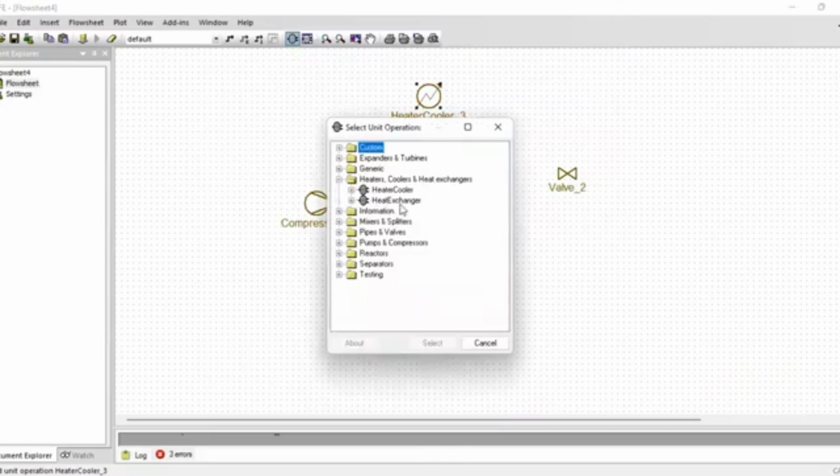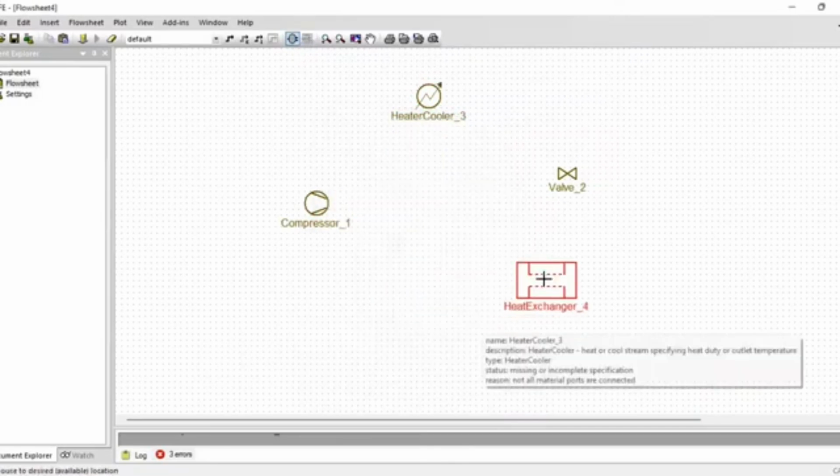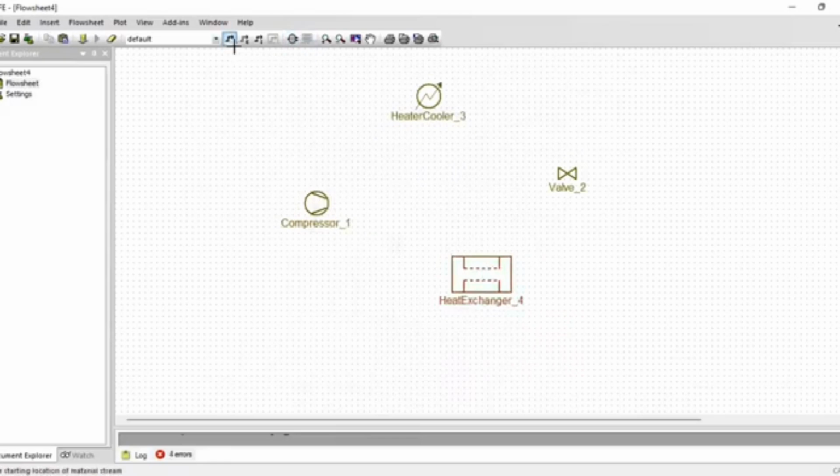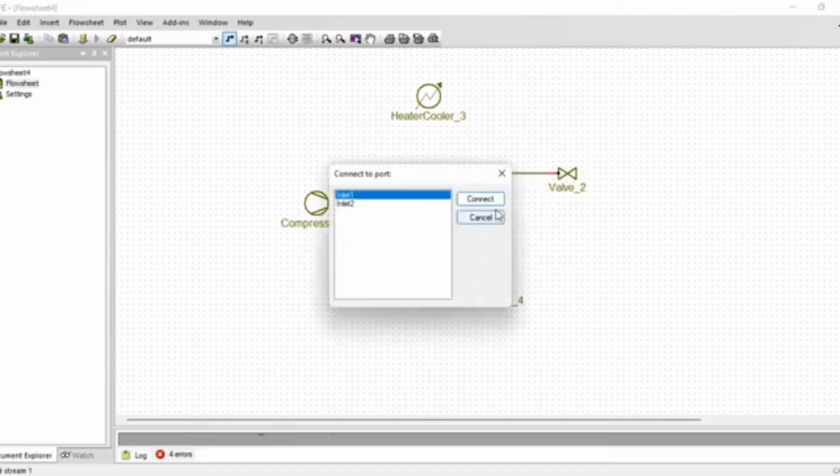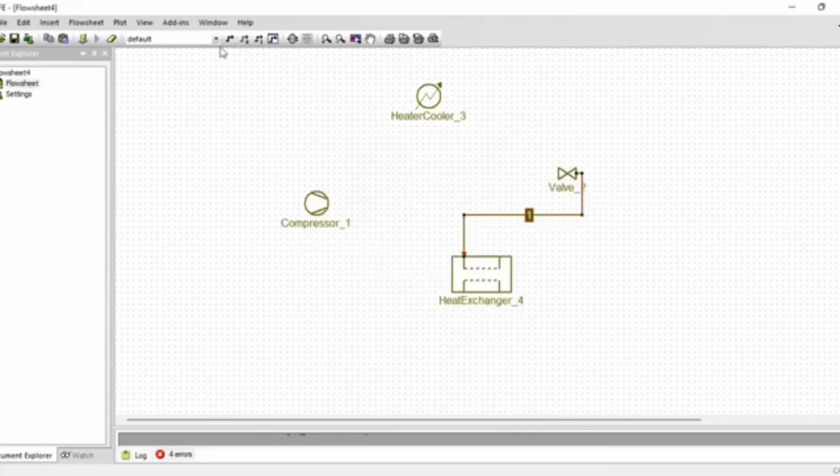Since heat will be exchanged, we will be cooling water from 12 degrees to 0 degrees, so I'll choose a heat exchanger. For our streams, let us start with the stream from the expansion valve to the heat exchanger. For the heat exchanger, it's important to note that inlet 1 will go along with outlet 1 and inlet 2 will go along with outlet 2.